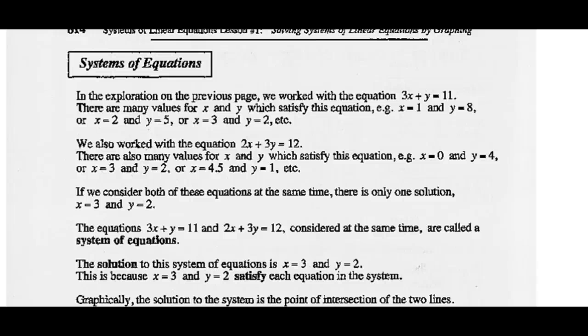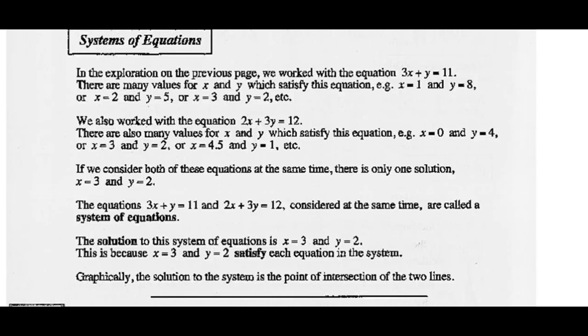We also work with the equation 2x plus 3y is 12. All sorts of values for x and y which also satisfy this equation. When x is 0, y is 4. 2 times 0 is 0, 3 times 4 is 12, 0 plus 12 is 12. When x is 3, y is 2. 2 times 3 is 6, 3 times 2 is also 6, 6 plus 6 is 12. There's a whole bunch that work there.